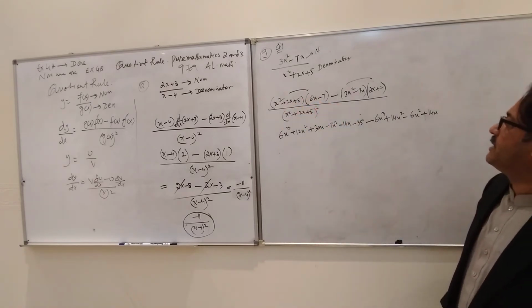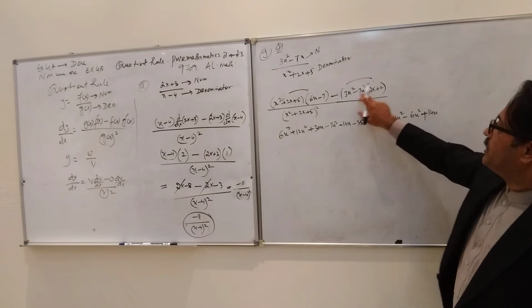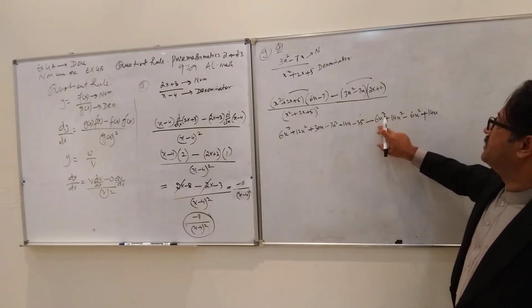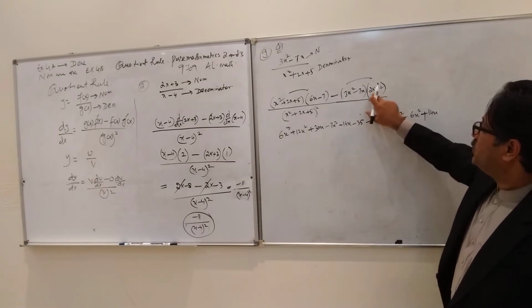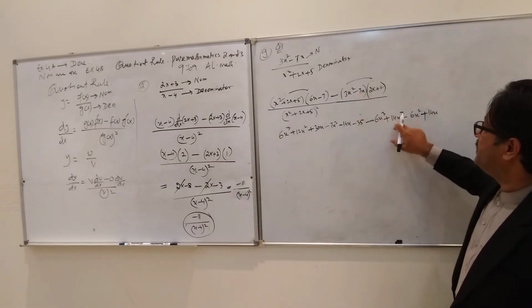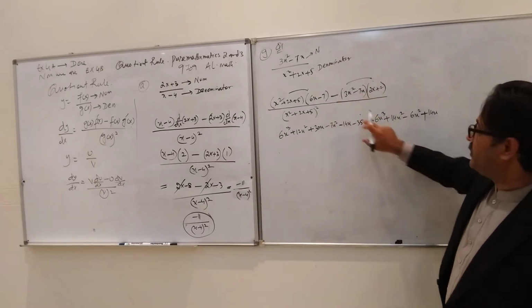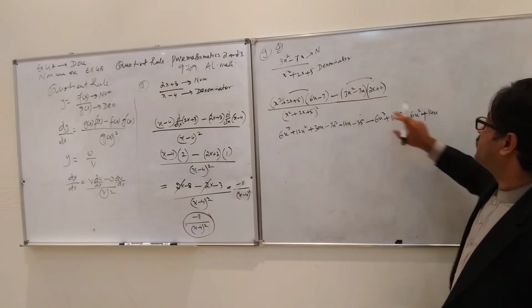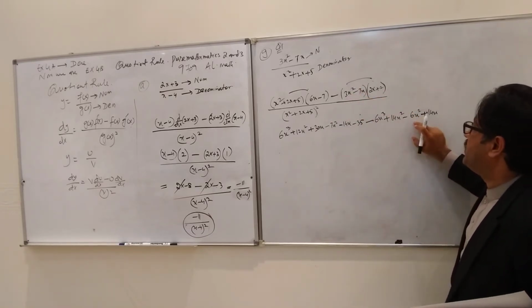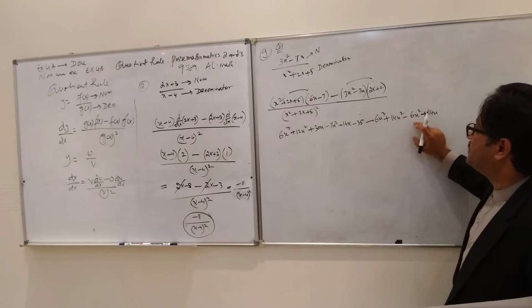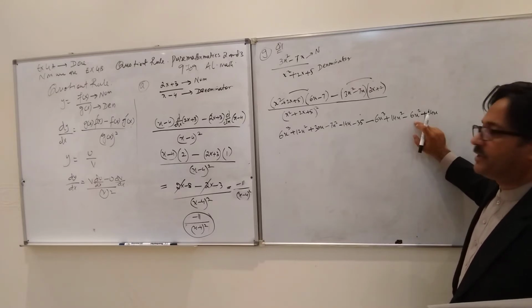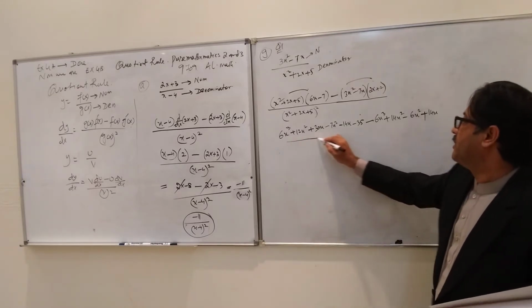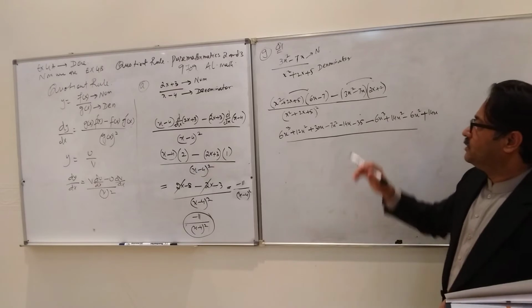Minus 7 into 5 is minus 35. Then 2x into 3x square is 6x square, but the minus sign is there, so minus 6x square. 2x into minus 7x is minus 14x square, but the minus sign is there, so plus 14x square. Then 2 into 3x square is 6x square, but the minus sign is there, so it's becoming minus 6x square. And 2 into minus 7x is minus 14x, but the minus sign is there, so it's becoming plus 14x. That's the result of the product of these two brackets.